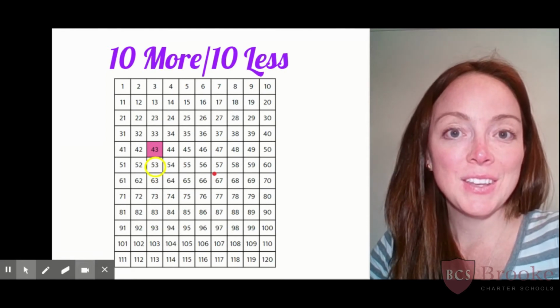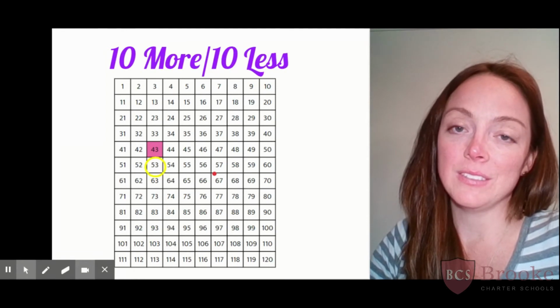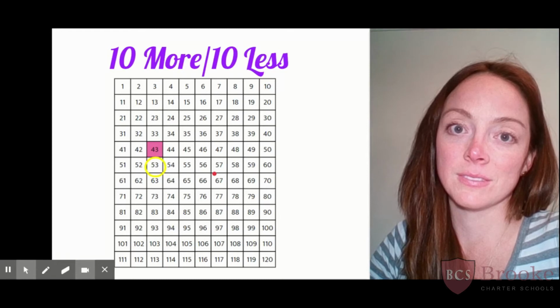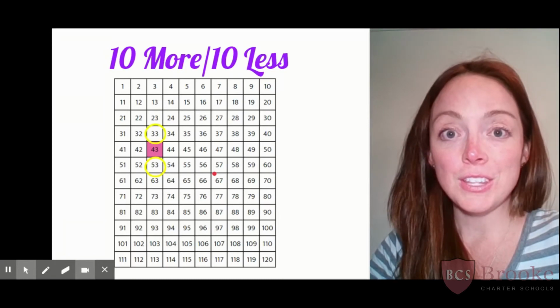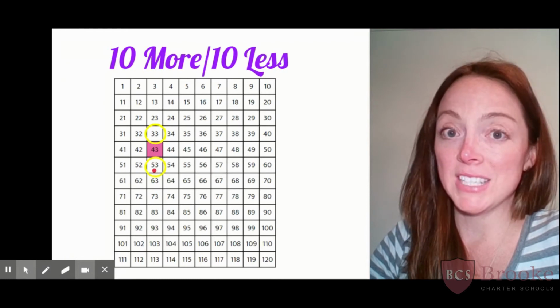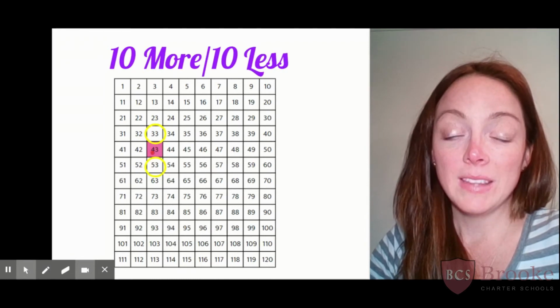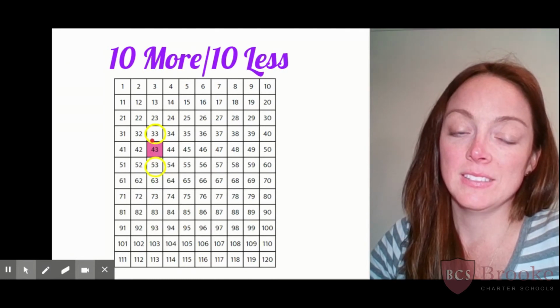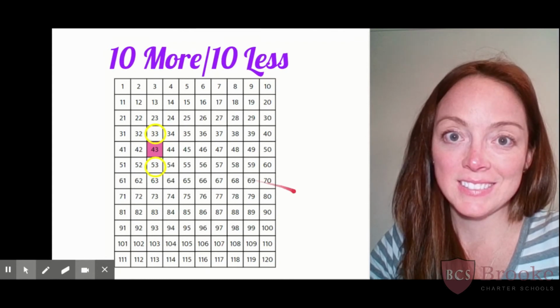Nice, 53. What's 10 less than 43? Good, 33. Because I know 1 more than 4 10 sticks is 5 10 sticks, and 1 less than 4 10 sticks is 3 10 sticks. Let's do one more.